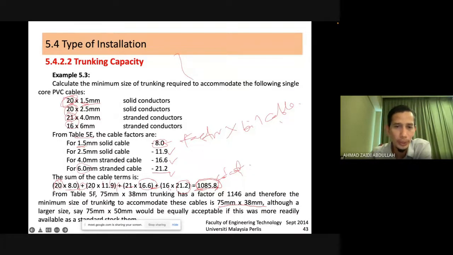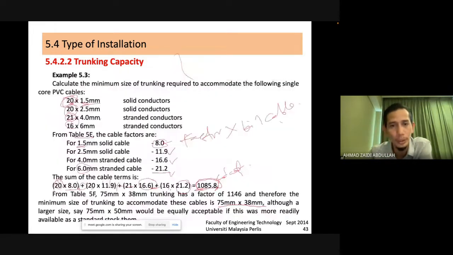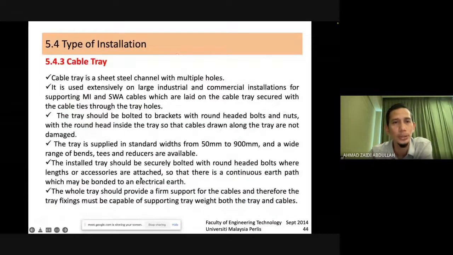So based on that, you can find from the table 1085. Look here. So based on your calculation, 1085. This one is not enough. This one is enough, 1146. So based on that, you can determine that a 75 by 36 size of trunking is suitable for your project requirement. Like that, easy. Okay, so another thing.